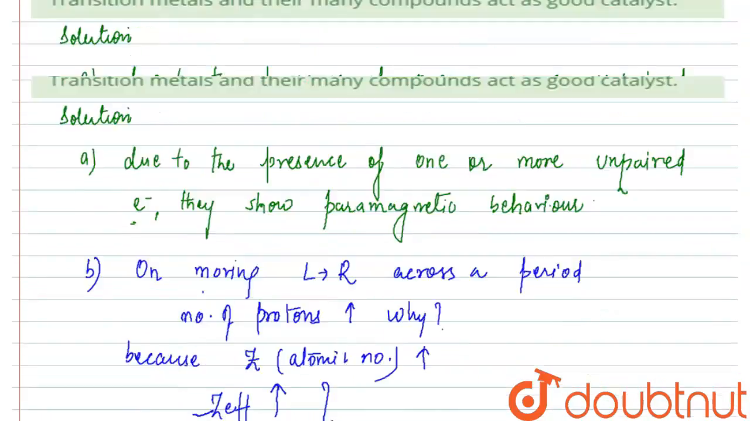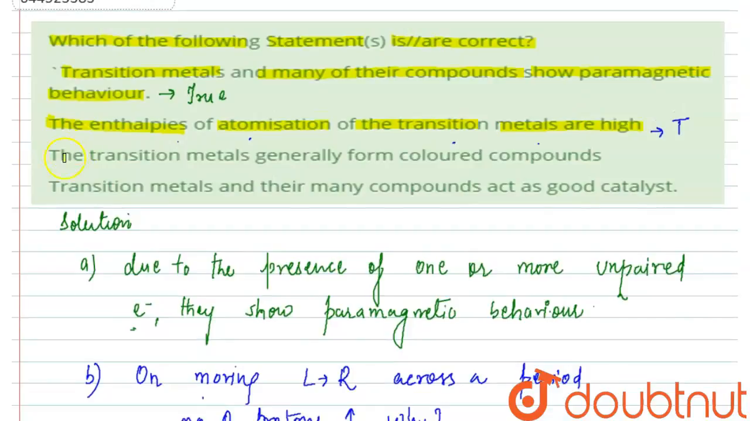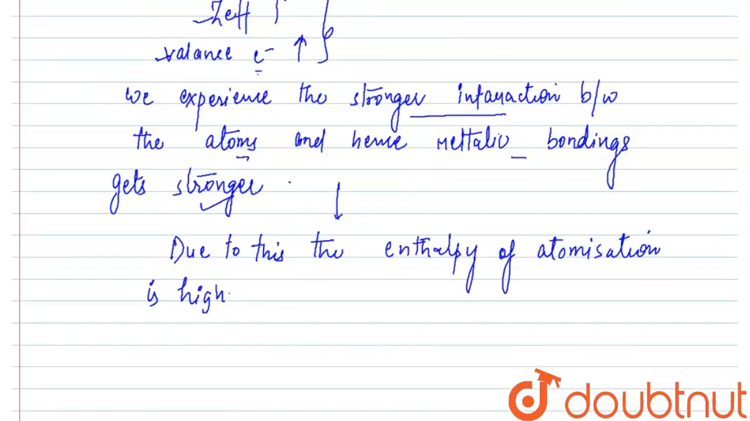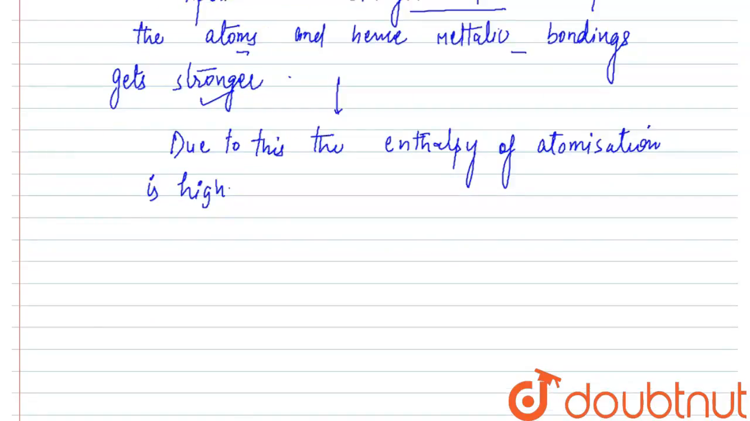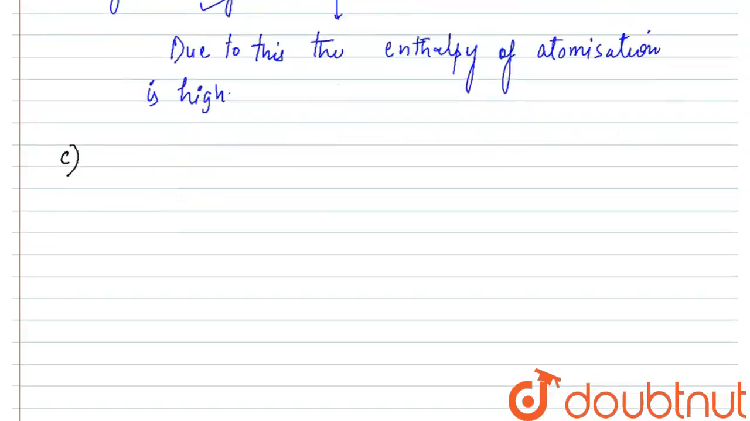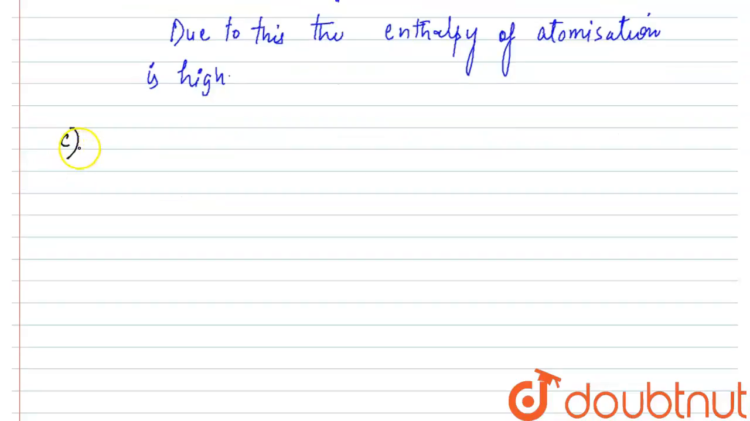Now let us move on to the third one, which says that the transition metals generally form colored compounds. Now this is also a true statement. Why? Let me just write it down here. Transition metals generally form colored compounds. The reason is d-d transition. So due to d-d transitions, they form colored compounds.